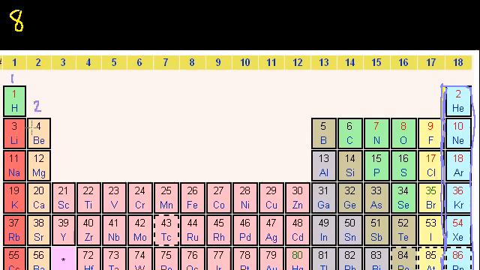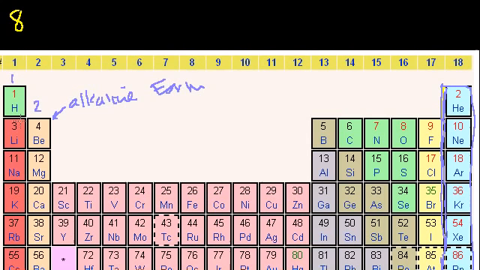This column right here, this is called the alkaline earth metals. So this is alkaline earth. These all have two atoms in its outermost shell. So remember, everyone wants to get to 8.